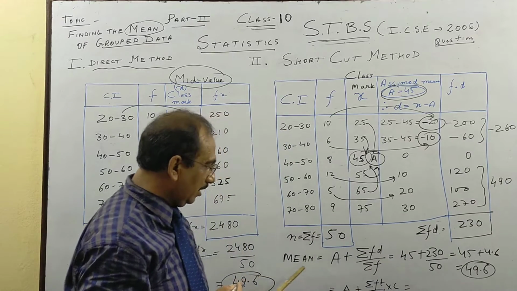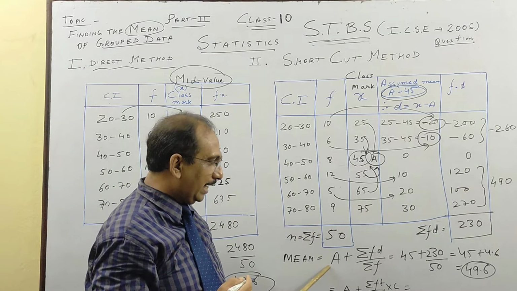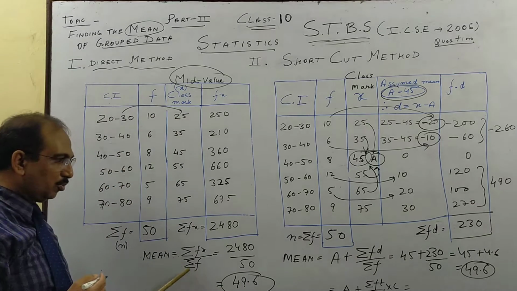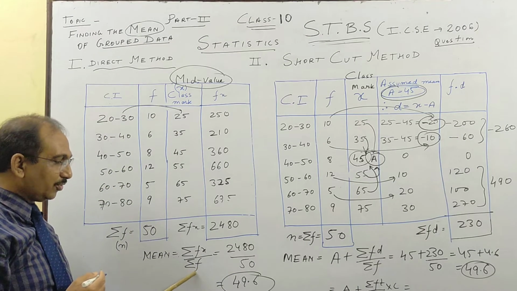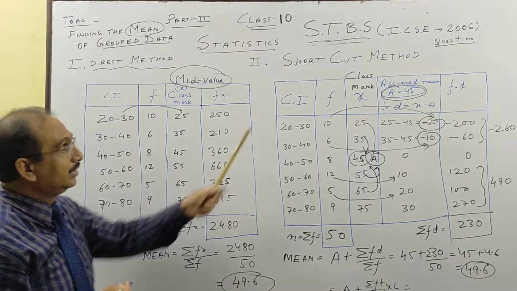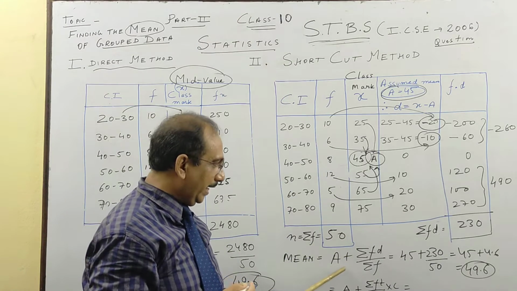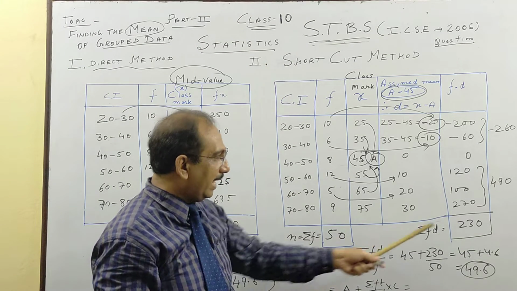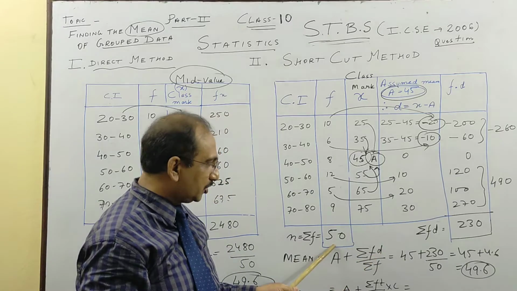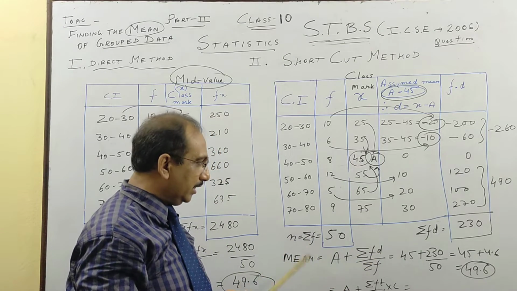So we have the final mean is A. See the difference in formula. This was for the direct method. This is for the shortcut method. A plus summation of FD upon summation of F, which is also called N, children.